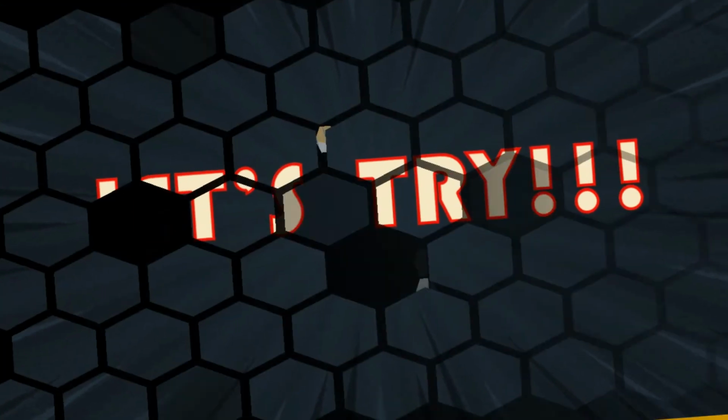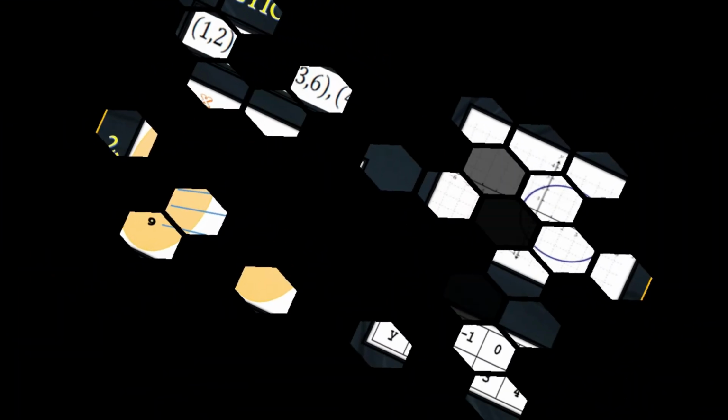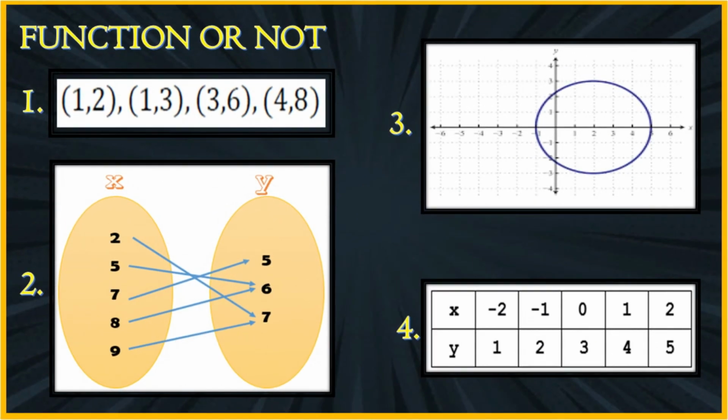Let's try. Determine if the following set of ordered pairs, mapping diagram, graph, and table of values are functions or not. I will give you 1 minute to answer.